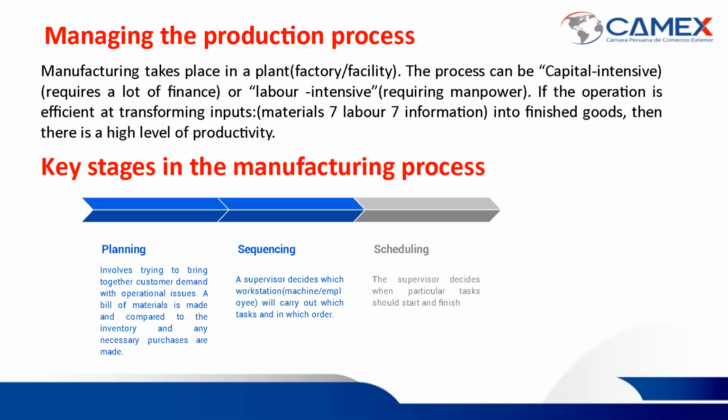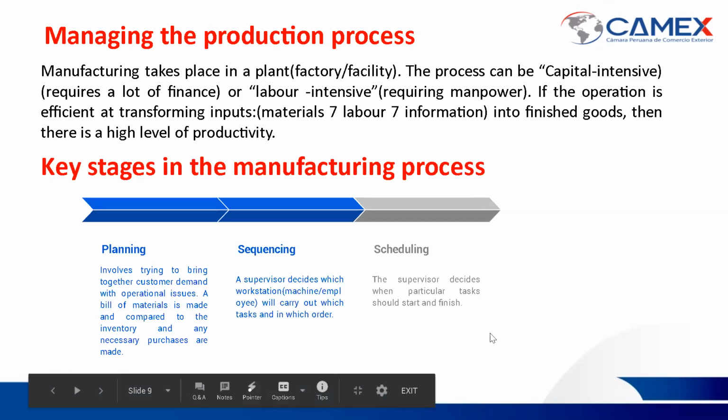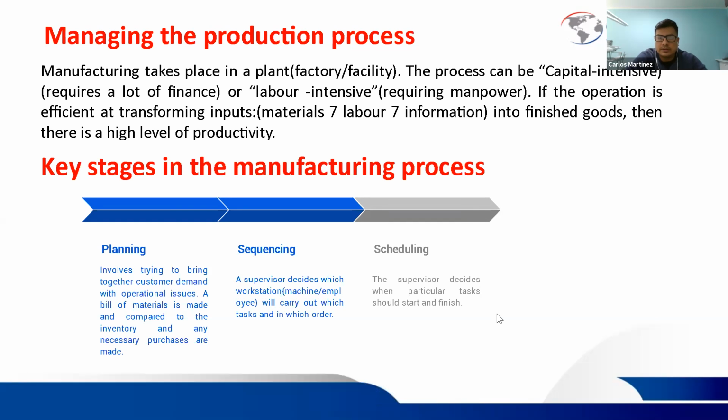The next is the scheduling. The scheduling is done by the supervisor. He decides when something is going to start and when something is going to finish. The supervisor will decide when to start something and when to finish it to be able to meet deadlines or certain numbers or standards. Very good.